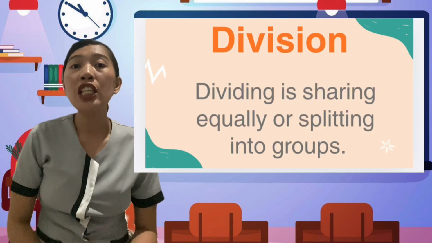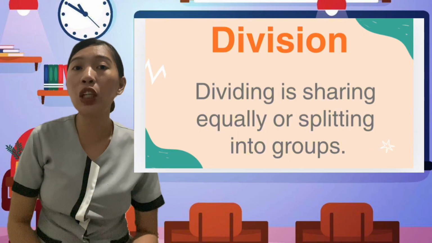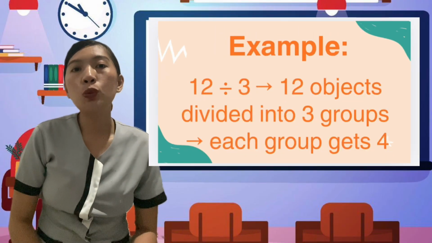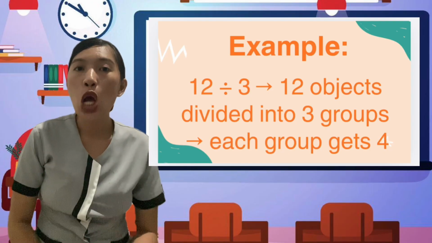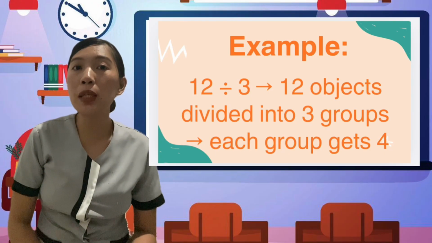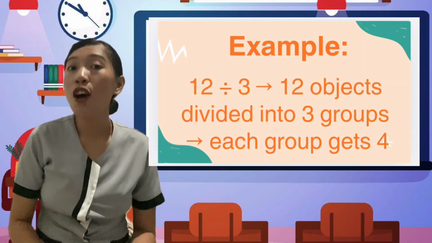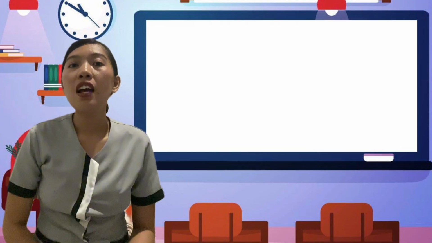Division. Dividing is sharing equally or splitting into groups. We have 12 divided by 3. 12 objects divided into 3 groups. Each group gets, very good, 4.